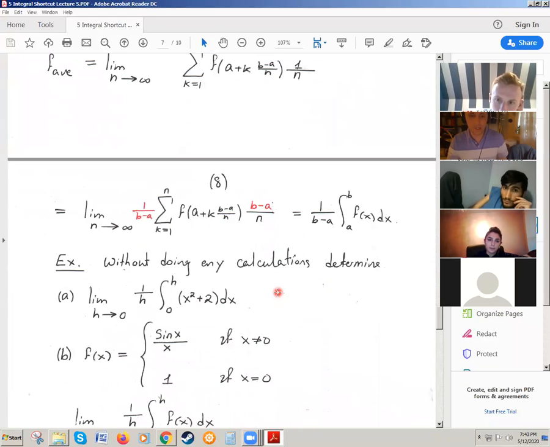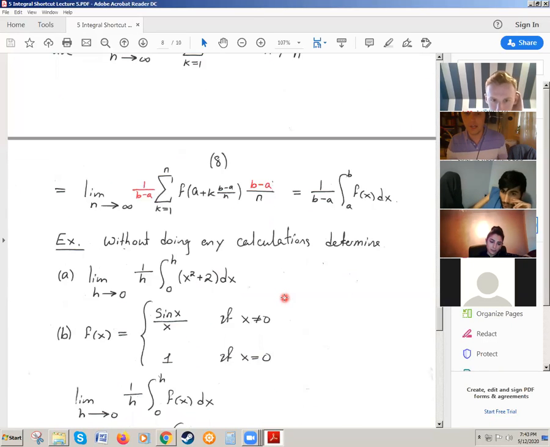Right. So now, guys, this is the ultimate test. I hope you will stay to finish this problem. Without doing any calculations, determine this limit. The limit as h goes to 0 of 1 over h, integral from 0 to h, of x squared plus 2 dx. You look at it, and if you have the right instincts, right away you can see the answer. What's the answer?